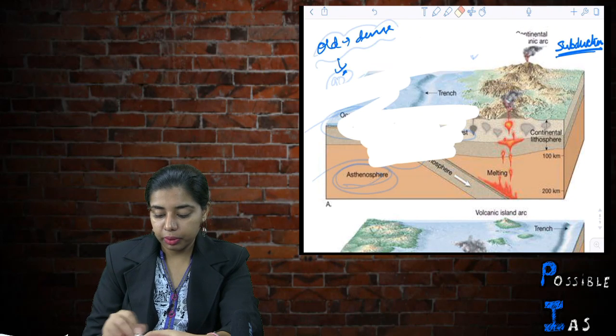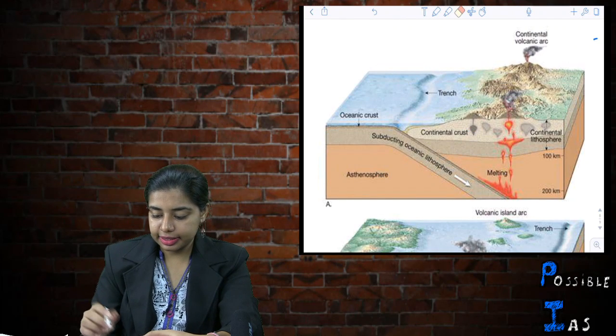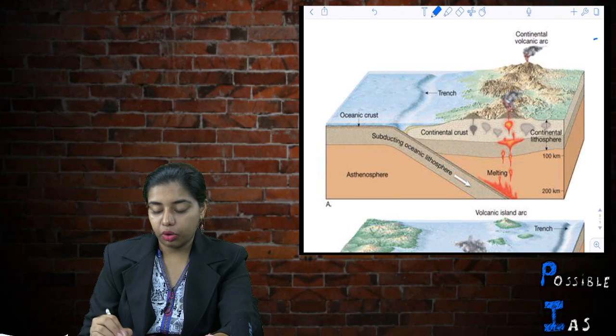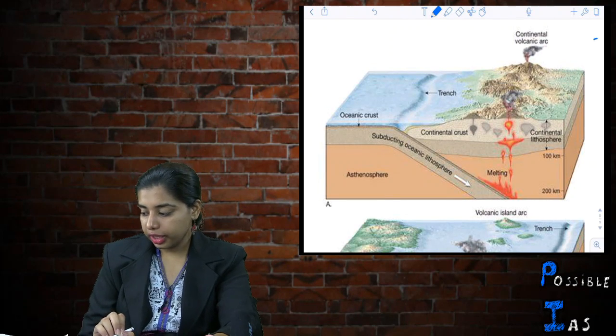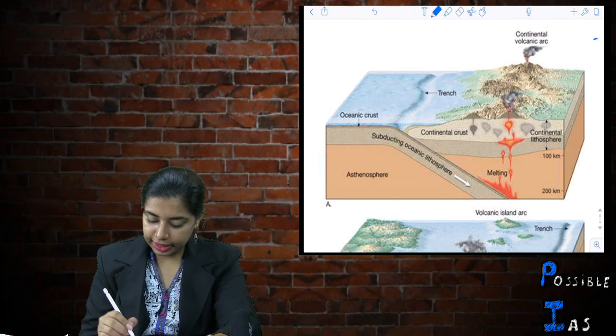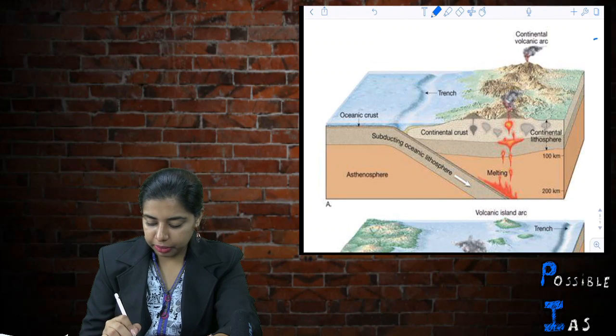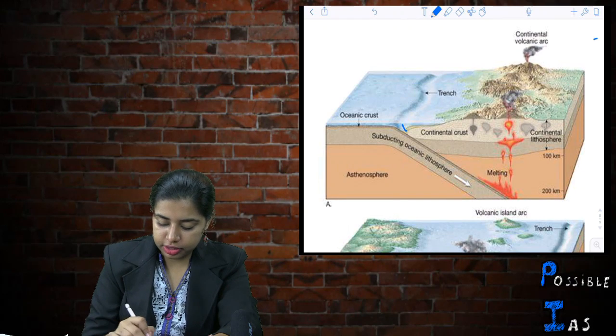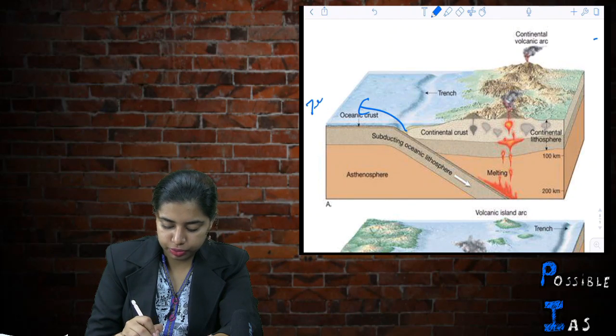Okay, so now what have we seen? That the oceanic plate, since it is denser, is going to move beneath the continental crust. So at this point where subduction is taking place, a feature is made which is known as a trench.